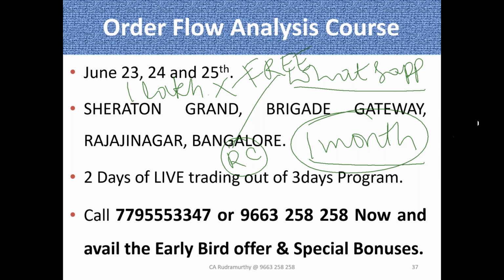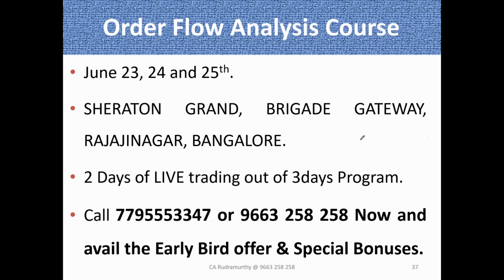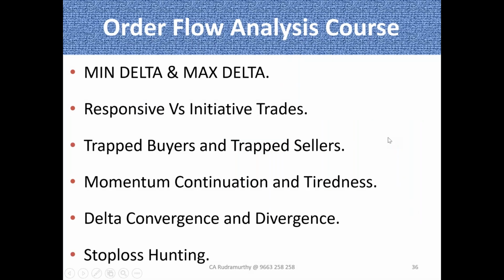And those who want to register and learn unlimited and get this edge of order flow, as I told you guys, what will you get in order flow? These are the things: minimum delta, maximum delta, responsive and initiative trades, trapped buyer, trapped seller, momentum continuation, tiredness, delta convergence, delta divergence, stop loss hunting, and many more live examples, and 2 days of live trading, and 1 month of unlimited calls which I will be giving you based on market opportunity post the program.